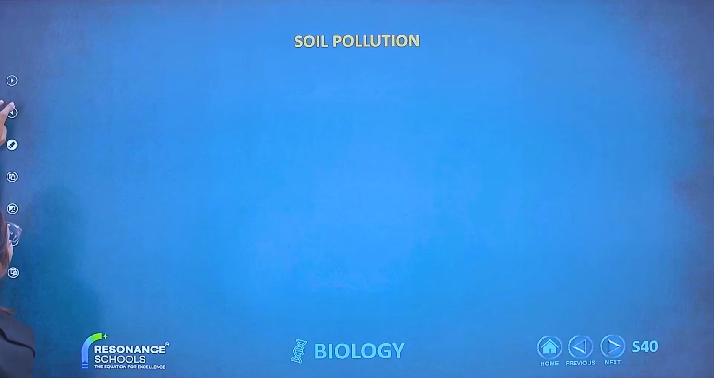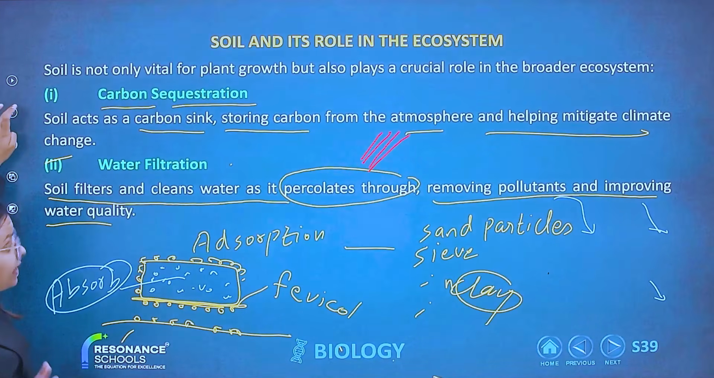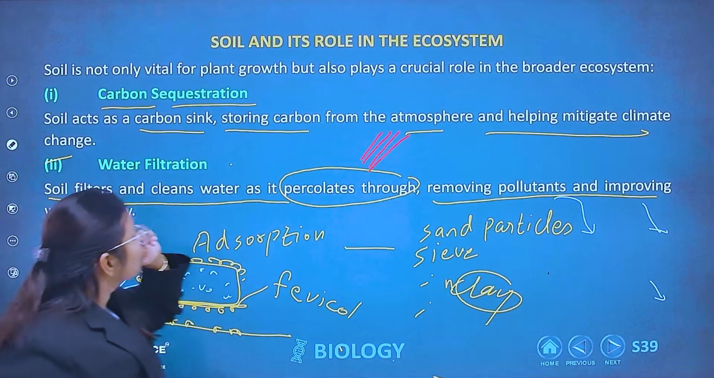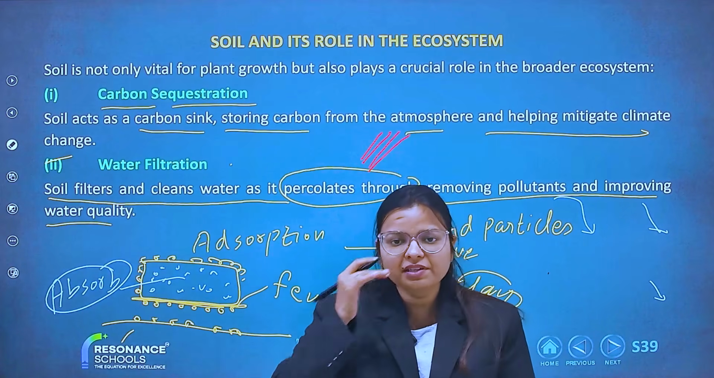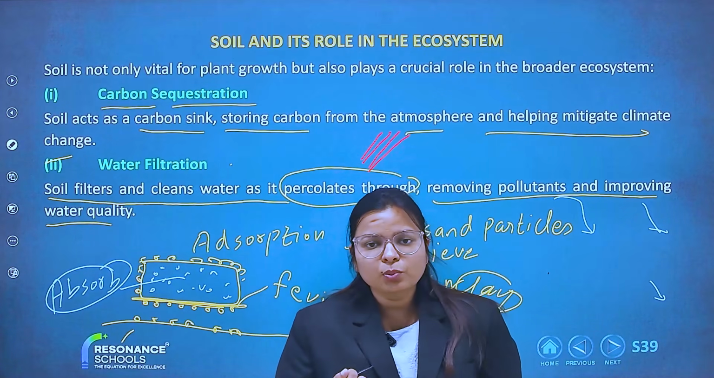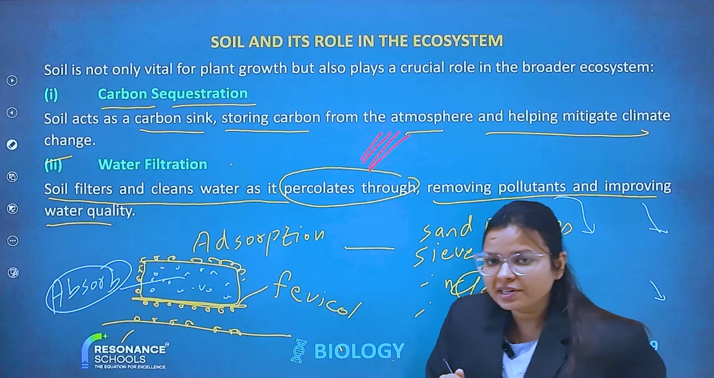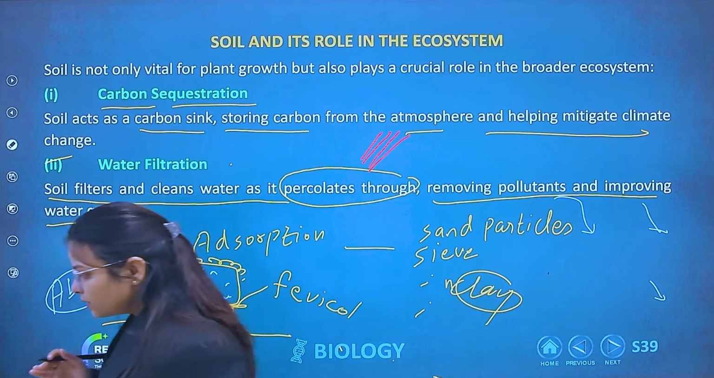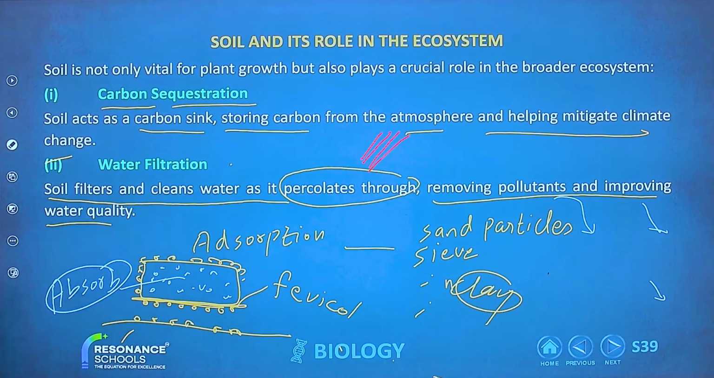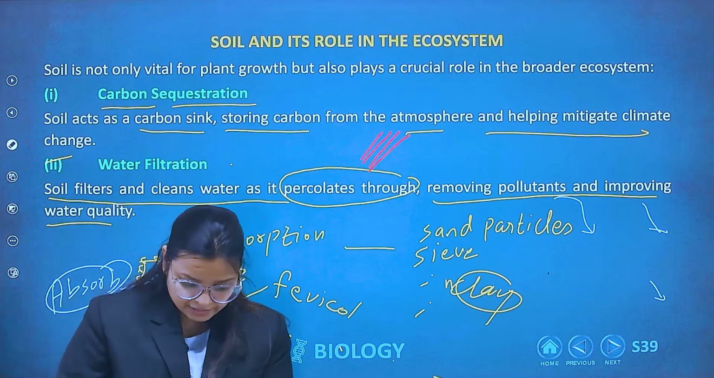So this is all about 2 slides we have completed, right? One is soil erosion. We have learned terracing, contour flowing, agroforestry, cover cropping, carbon sequestration, water filtration. Do you have any doubt in this? Please ask. If you have any doubt in this, please ask.